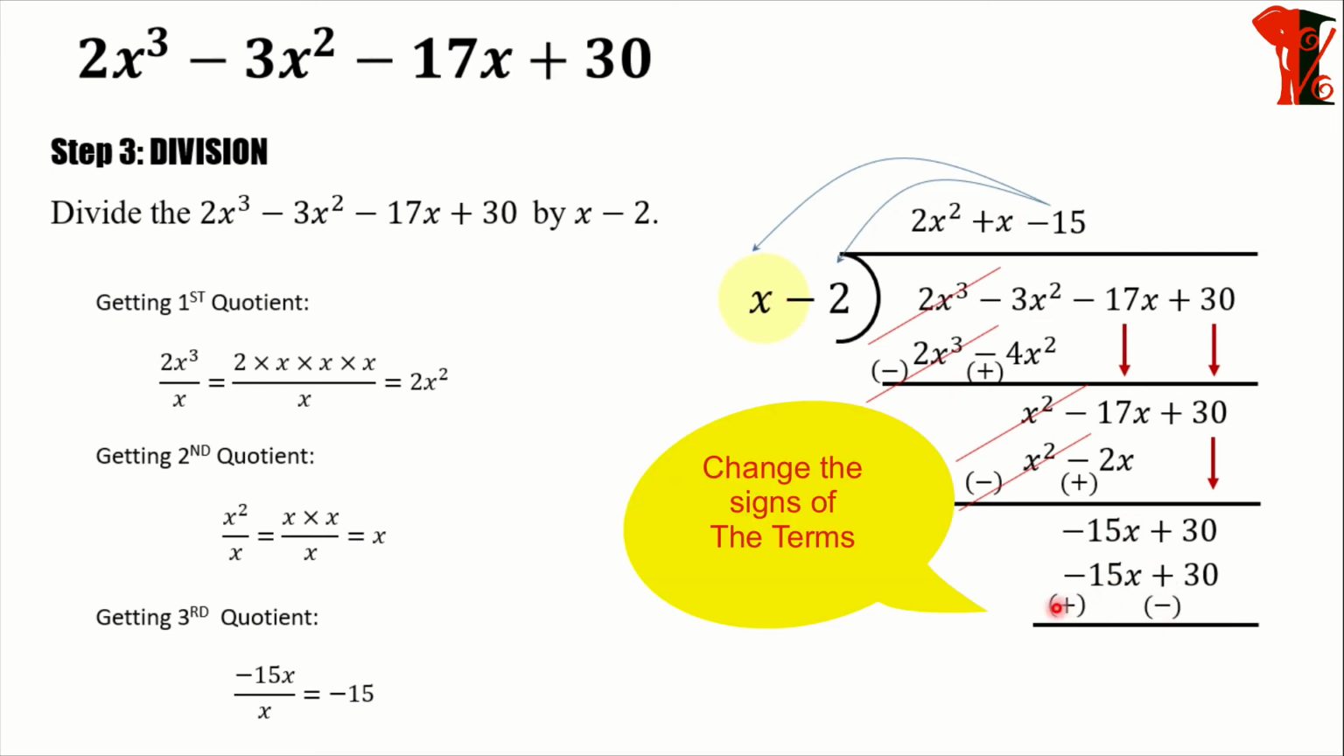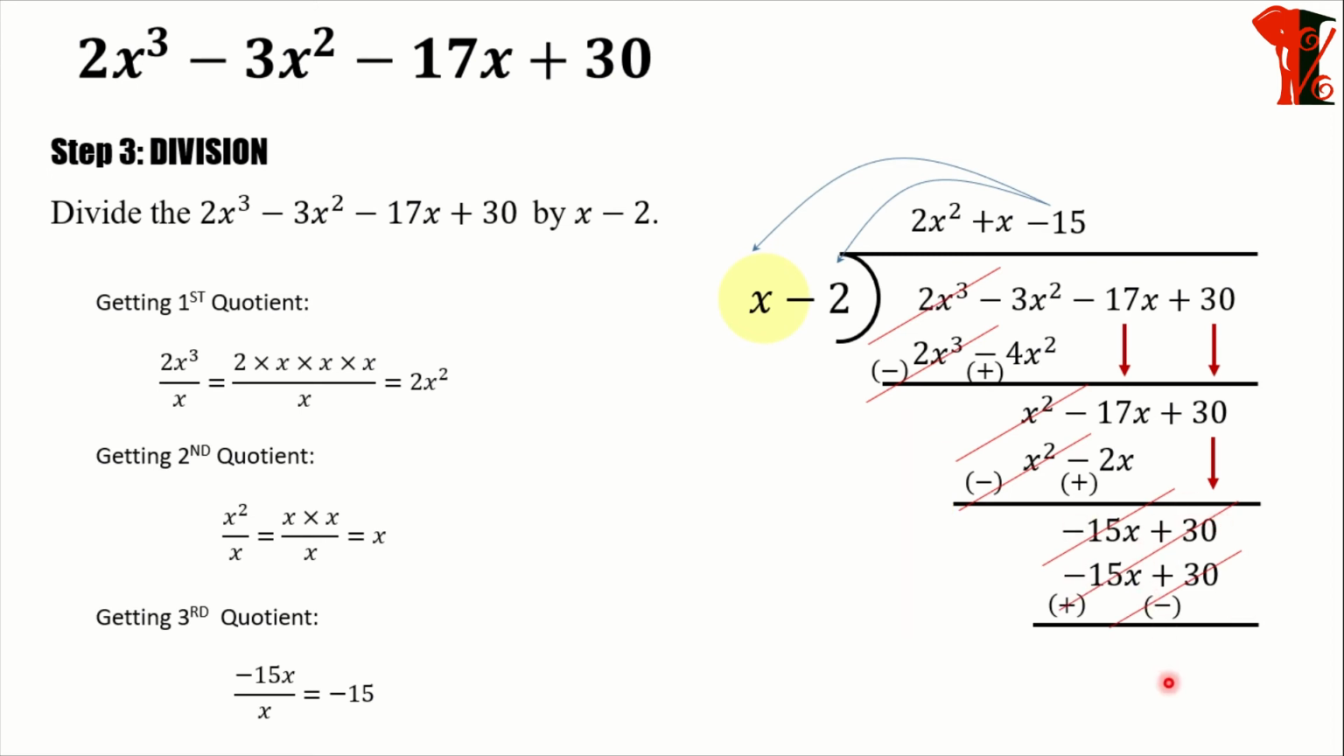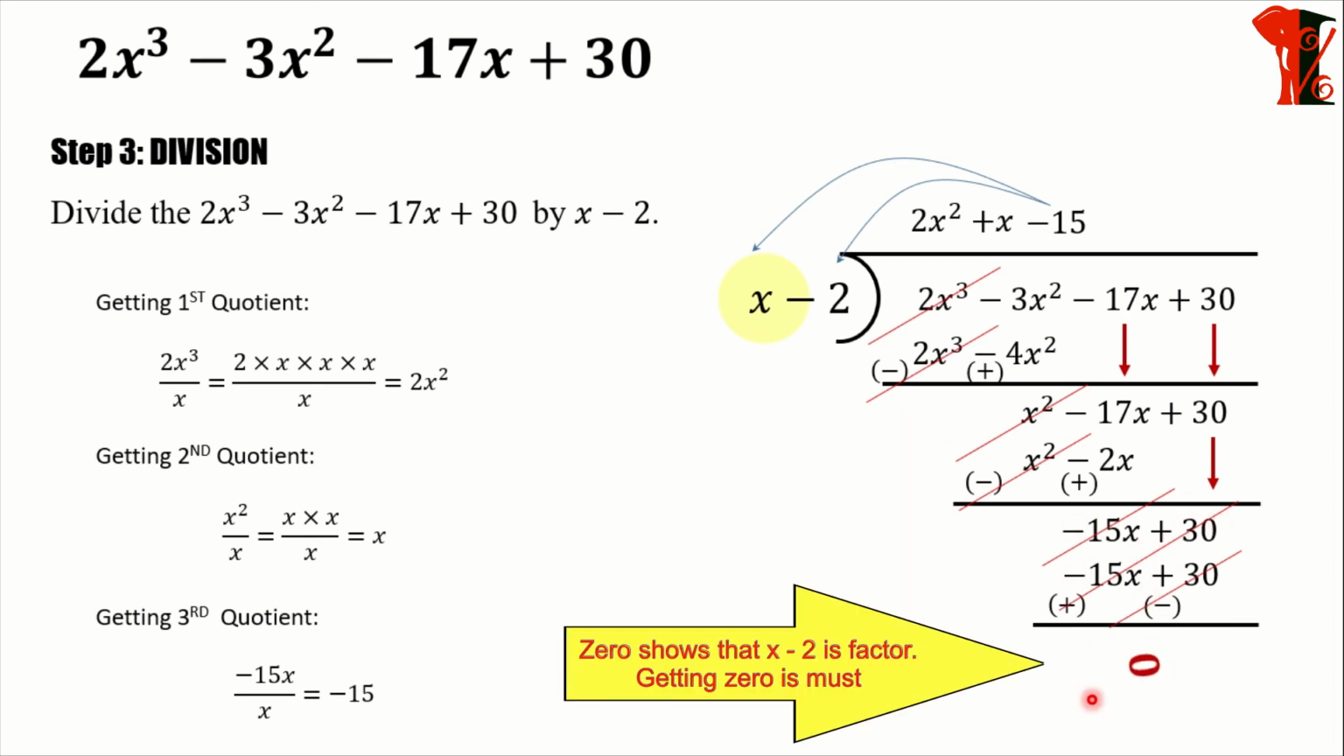Now as you all know, we are going to change the sign. So minus 15x becomes plus 15x, plus 30 becomes minus 30. So go for a cancellation. Both the terms will get cancelled. We will get a 0. Make sure, this is very important, we should get 0 here.